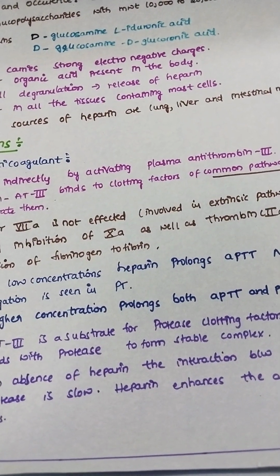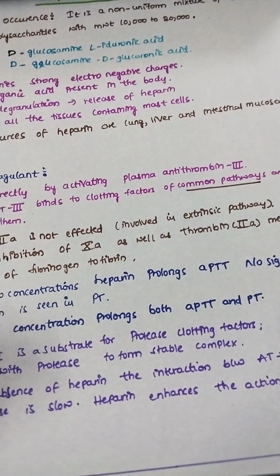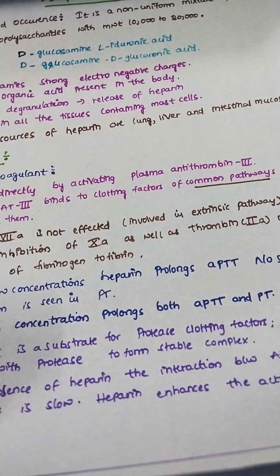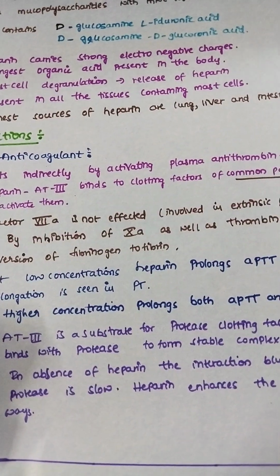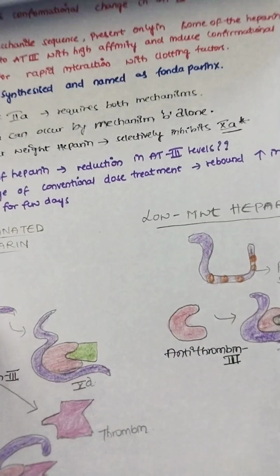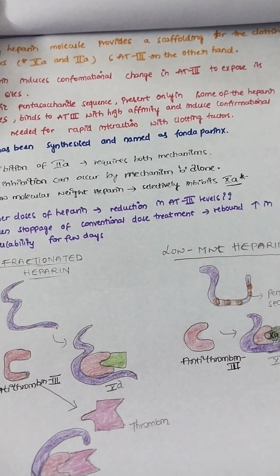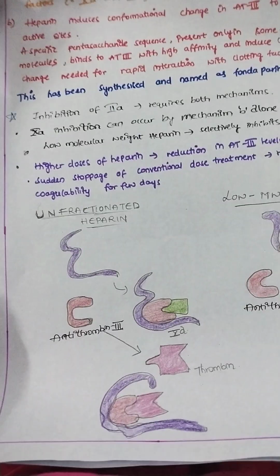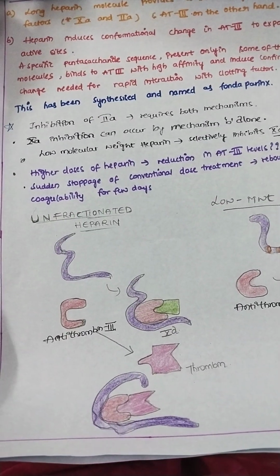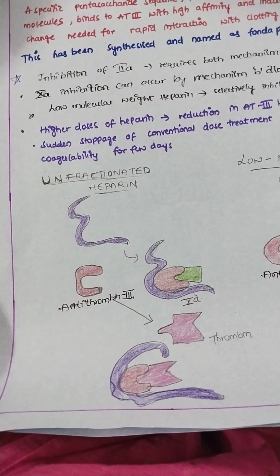Only then will these clotting factors get inhibited. Otherwise the interaction between antithrombin 3 and protease will be very slow. So let's continue. The long molecule heparin provides a scaffolding. Here we will see all the mechanism that I have written there. This is the long molecule heparin, or unfractionated heparin.